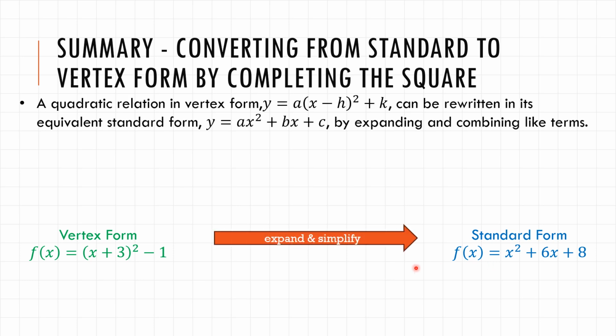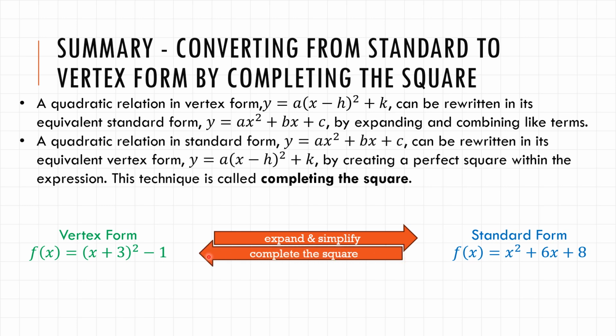A quadratic relation in vertex form can be rewritten into its standard form just by expanding and combining like terms. But if we want to go backwards, we have to do a much more complicated process called completing the square. The reason we would want to complete the square in the first place, of course, is vertex form gives us a bunch of really useful information that standard form might not.